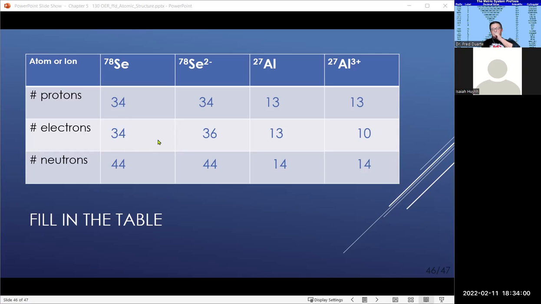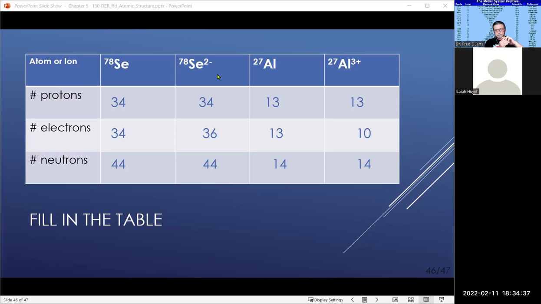Now, it has a 2- charge, which tells you that Se is in group 6, underneath sulfur. Therefore it's a non-metal, so it will gain 2 electrons and have a negative charge. So it has 34 protons, which hasn't changed from the element. It now has 36 electrons because it picked up 2 electrons, and the neutrons remain the same.